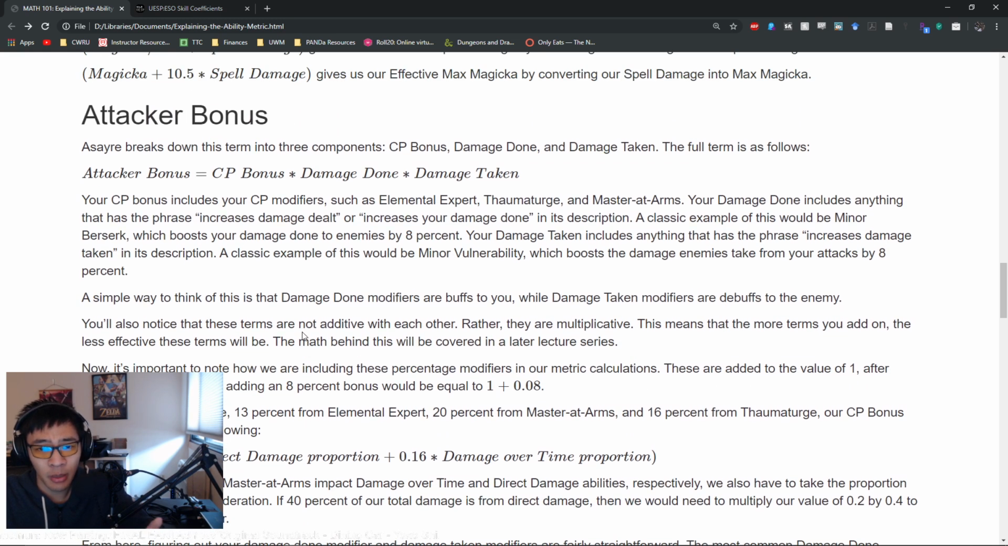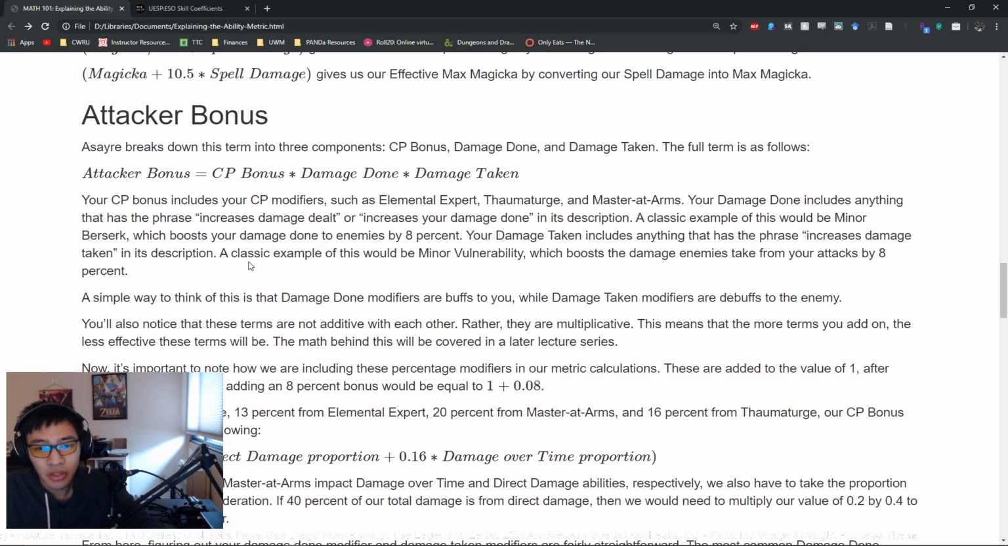Now we're going to go ahead and talk about the attacker bonus. So Asair breaks down the attacker bonus terms into 3 different terms. So you have the CP bonus, your damage done modifier, and your damage taken modifier. And so each of these 3 values are multiplicative with each other, as you can see up here.